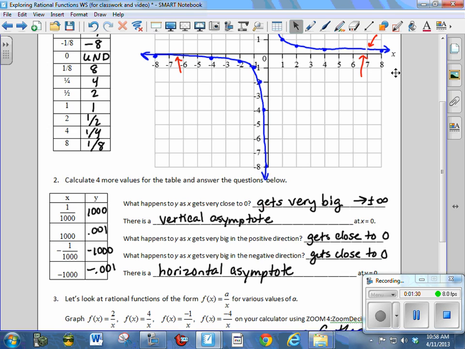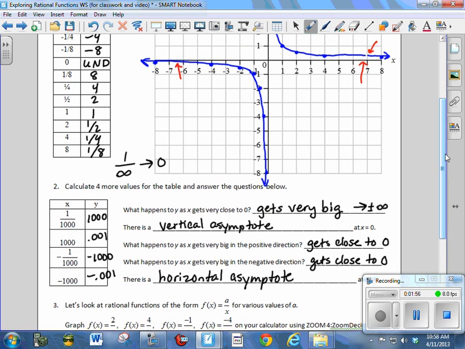Because basically, if we have 1 over infinity, in math that becomes 0, because 1 over an infinitely big number is for all intents and purposes 0. More of a concept than an actual computation, but that's something you have to think about. 1 over a very large number gets close to 0, never quite equaling 0, though, so this is an asymptote.